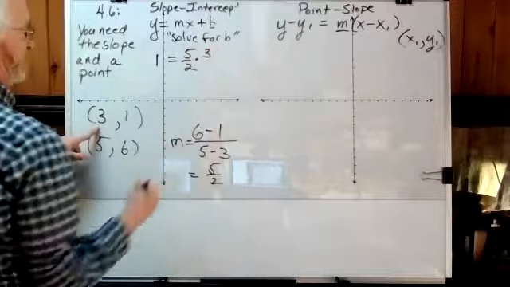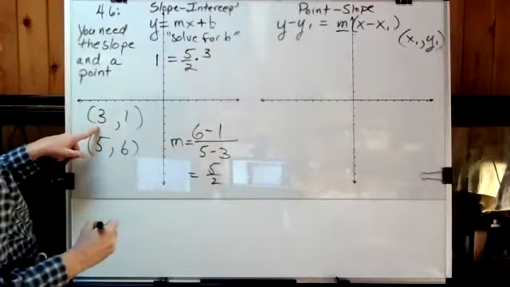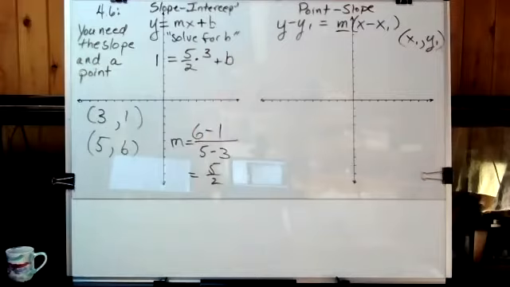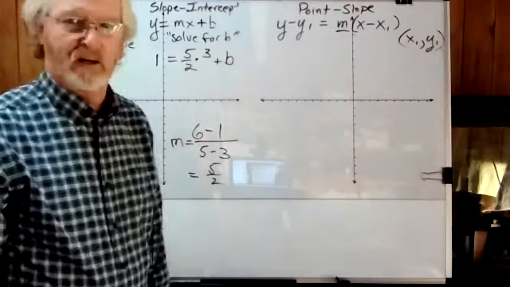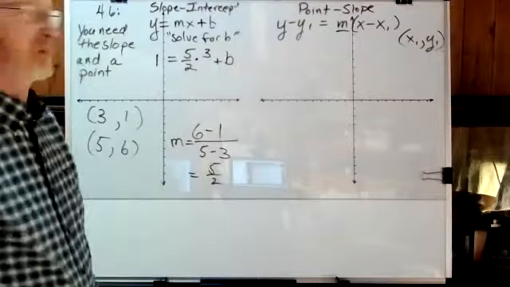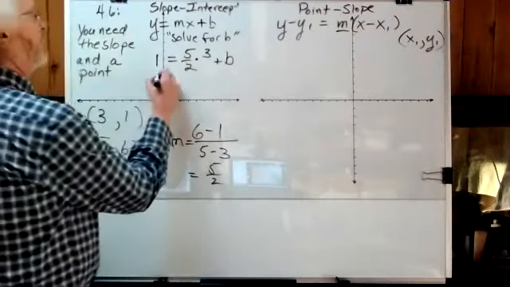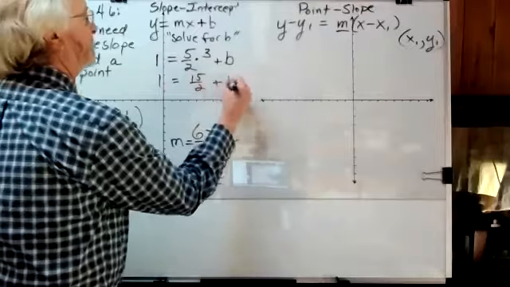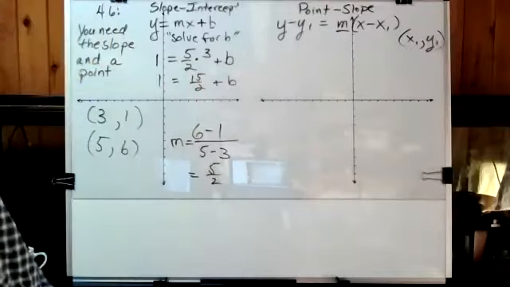Steve made a fraction. No, it's not. Yeah, it is. I made a fraction problem. Oh well. Good thing we don't have to graph it, maybe. 1 equals 15 halves plus b. Unless you see something I did wrong there.